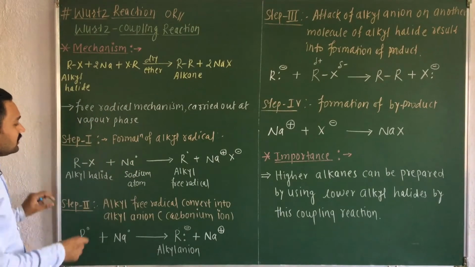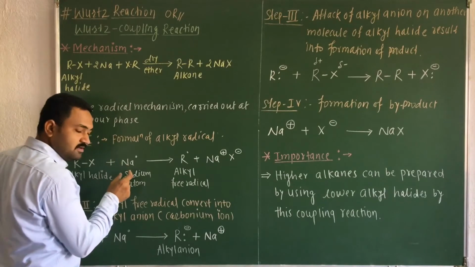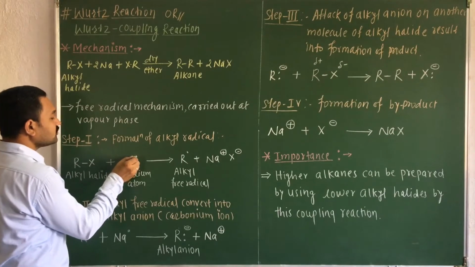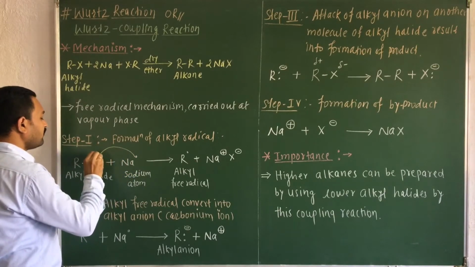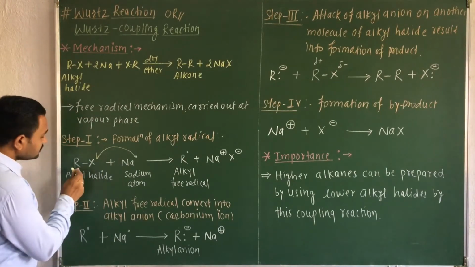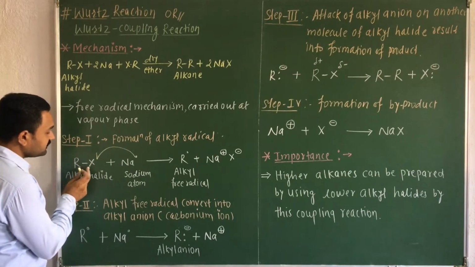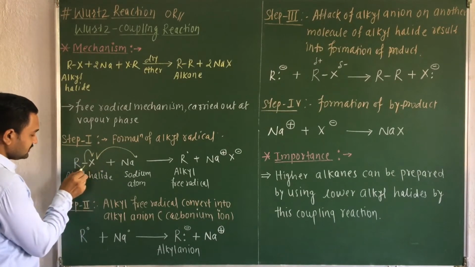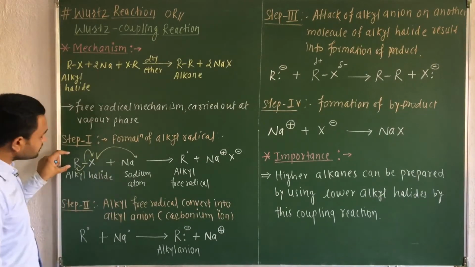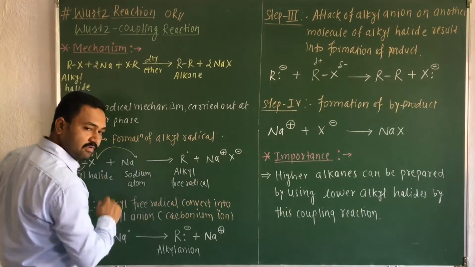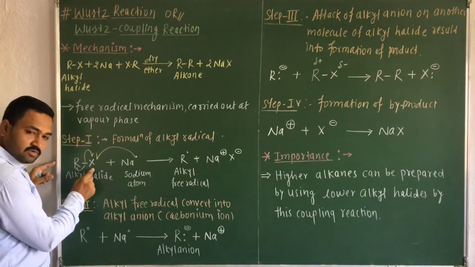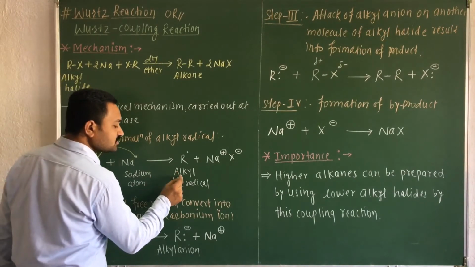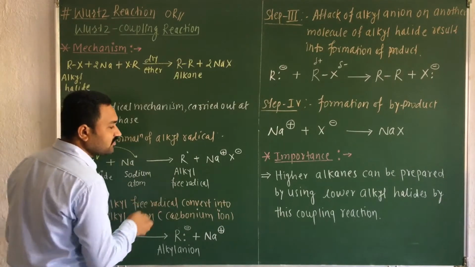Now what happens? Sodium metal is an electropositive element, and it has a tendency to donate an electron. Hence this sodium metal donates one electron to the halogen of the alkyl halide. Now this R-X bond, which is already polar, undergoes homolytic fission. That's it, and this leads to the formation of the alkyl radical. So one electron is taken by the halogen atom and one electron by the alkyl group. So this leads to the formation of the free radical, that is, the alkyl free radical.